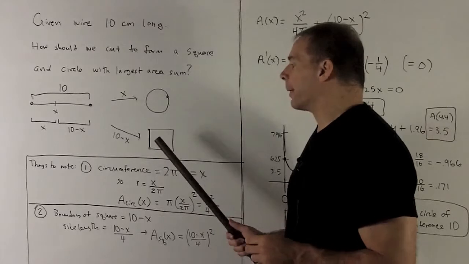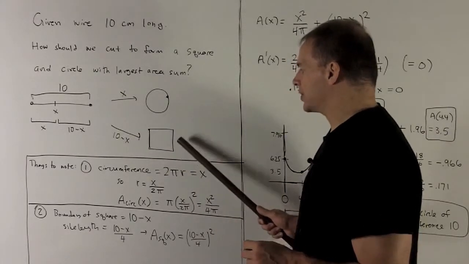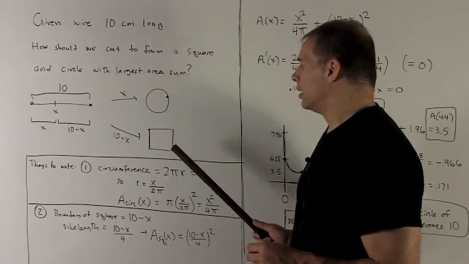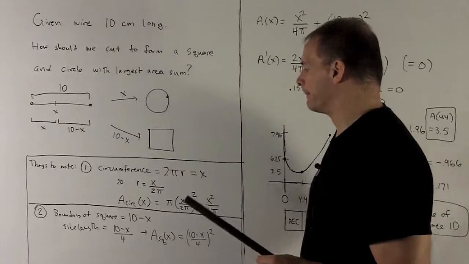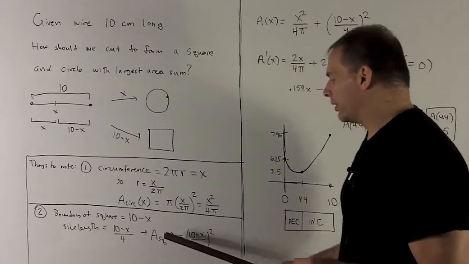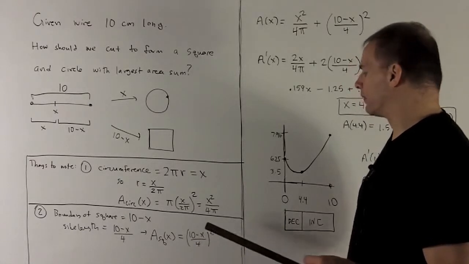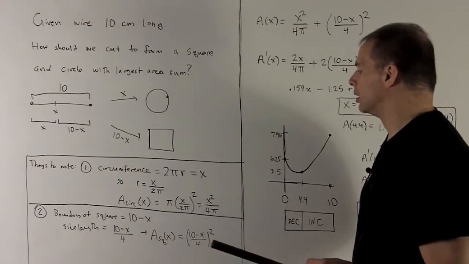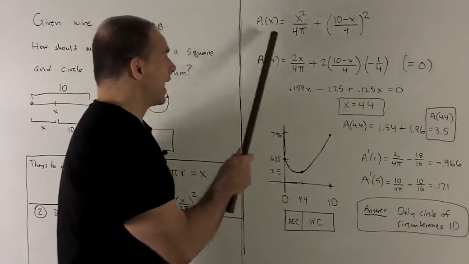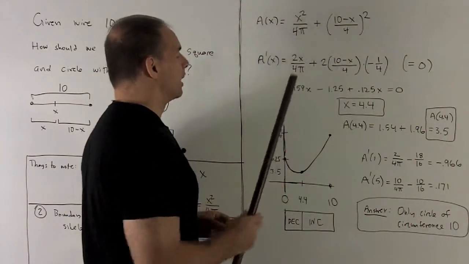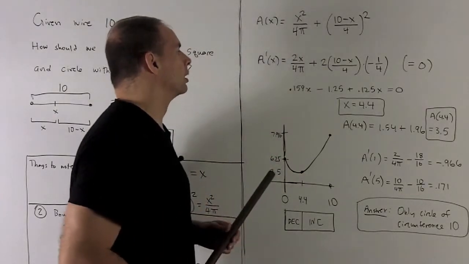Let's take a look at the square. The 10 minus X is going to be the sum of the lengths of all the sides of the square. So one of these sides is going to be 10 minus X divided by 4. That's going to tell me the area of the square then is just base times height, or 10 minus X over 4 squared. We're going to add the two areas together. And that's going to be the function that I'm going to take my derivative of. We want to maximize this area function here.